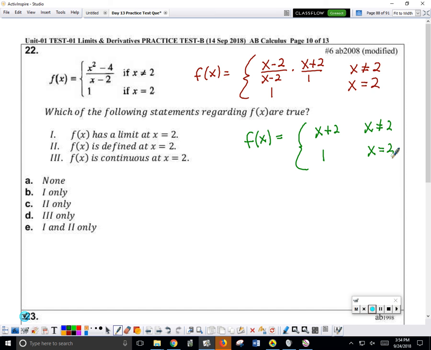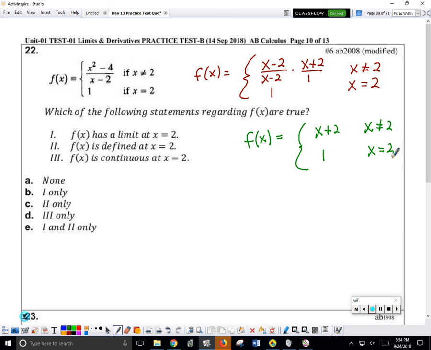Question? So now what? No, we got it. Now we find the limits. Now we check left and right.